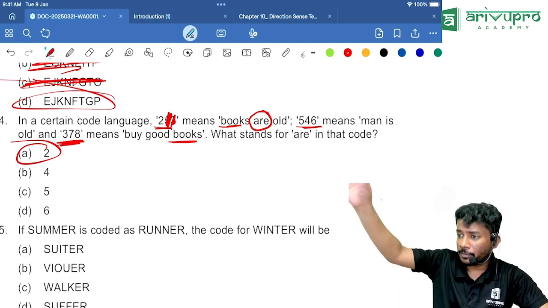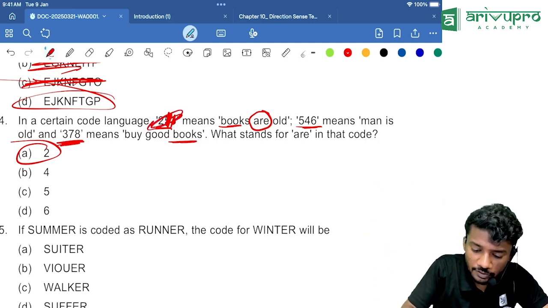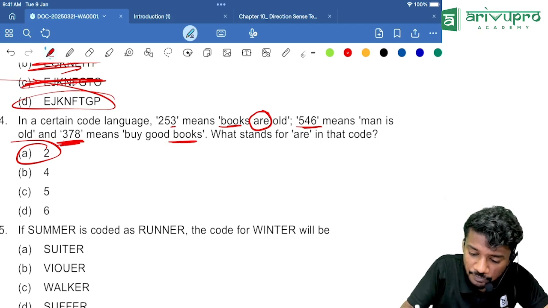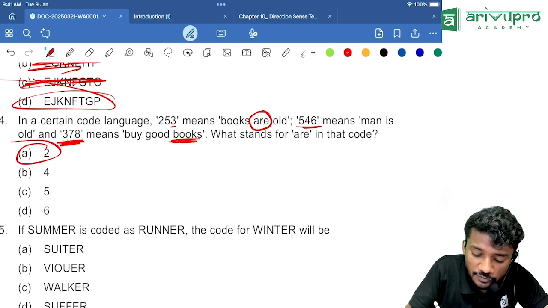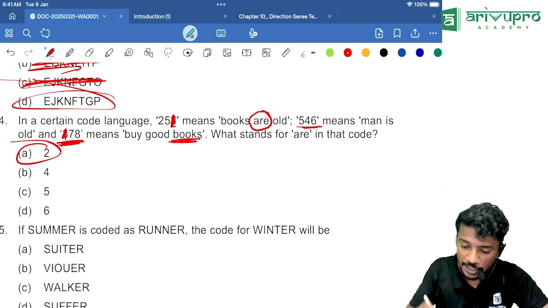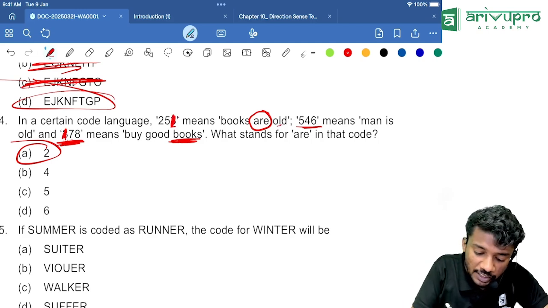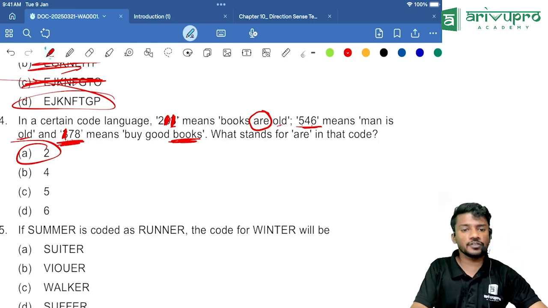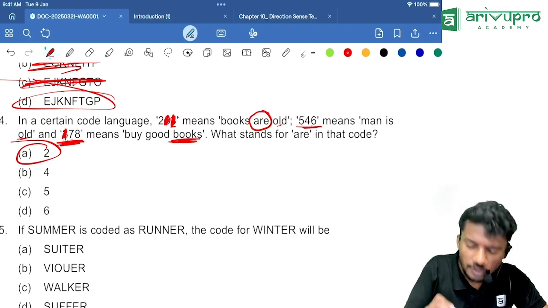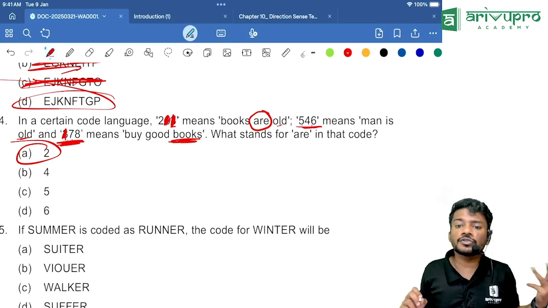Always find the common ones, eliminate them. What I did here, first I found 3 is there. Books is there in first and last, correct? So what number is common in both of it? 3. That means 3 is book, right? We ignored that. Then, old is there in first and second. What number is common there? 5. So, I ignored 5. Then, which one is the left one? Left one is R. So, R is what? 2. Yes, you can always do like that.